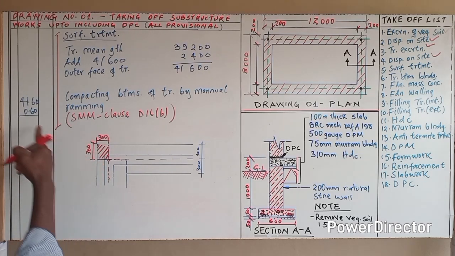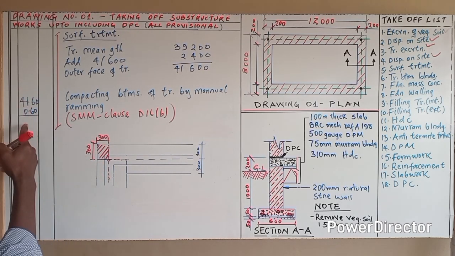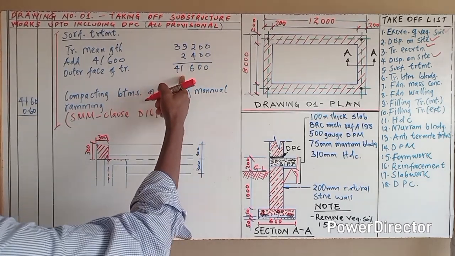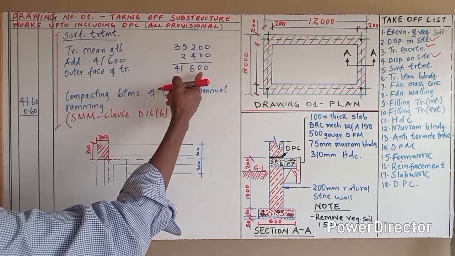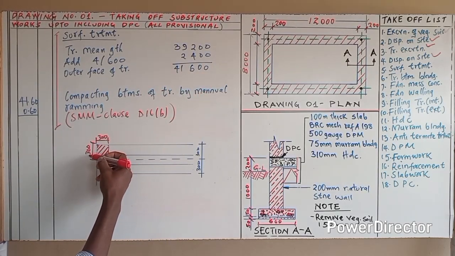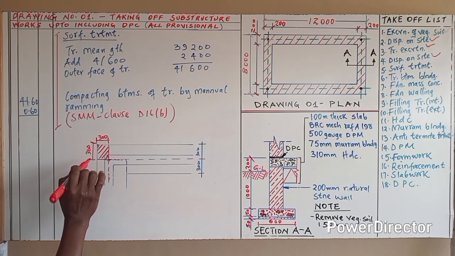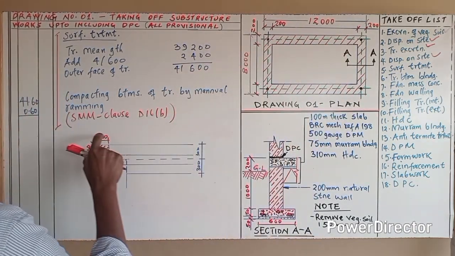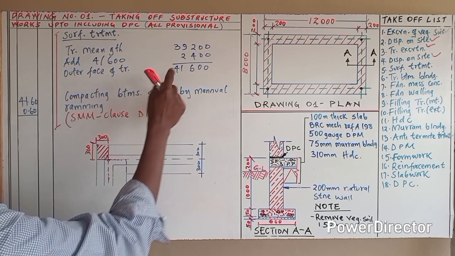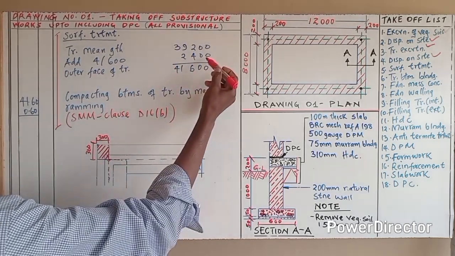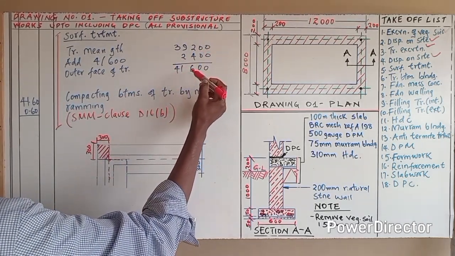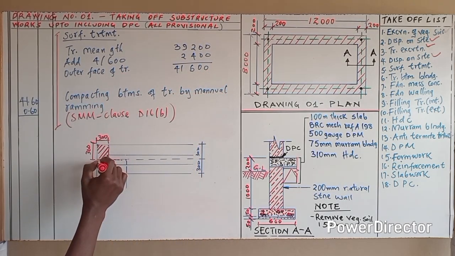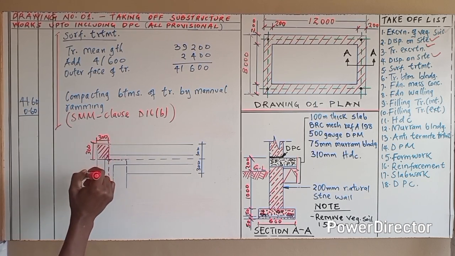So if you have to book this in the dimension column, you won't use the mean gap, but you are going to use 41,600 millimeters. Now, how do you arrive at that? You have 300 here plus 300 making 600. And because the compaction is going to be done at the four corners, you multiply this 600 by 4 to have 2,400. If you add this to the mean gap, you have 41,600 millimeters, which is the outer face of the trench. So compaction will be done completely, catering even for these corners.